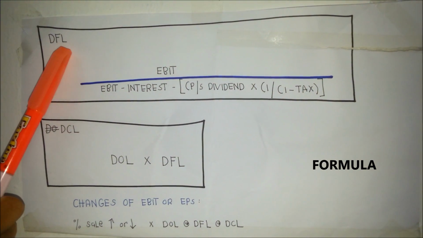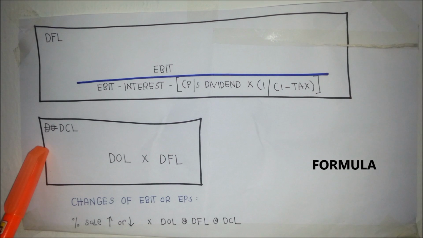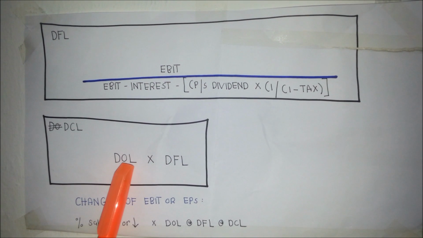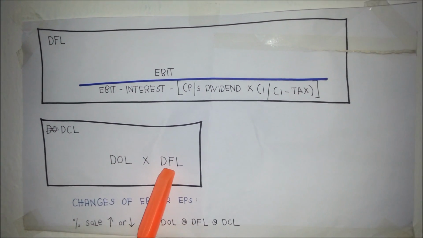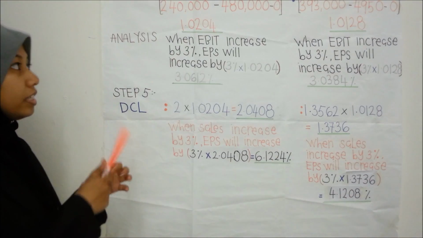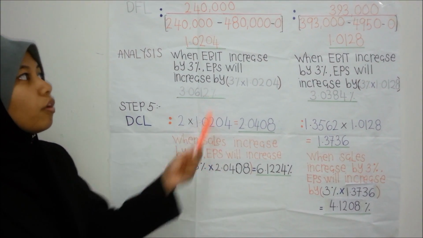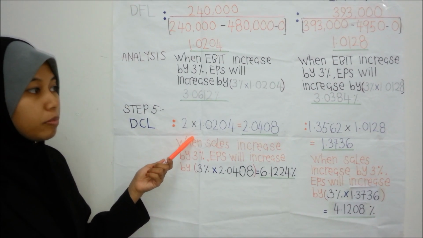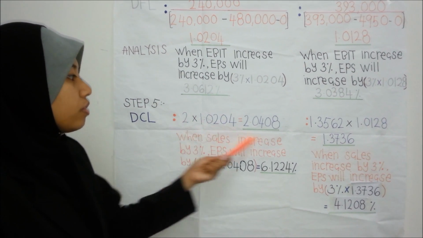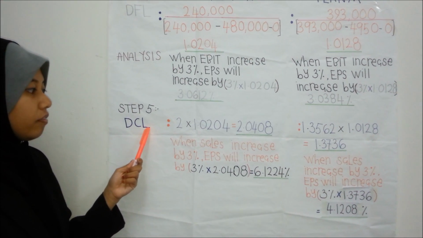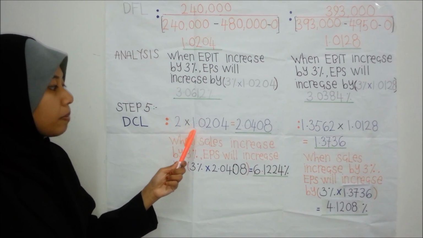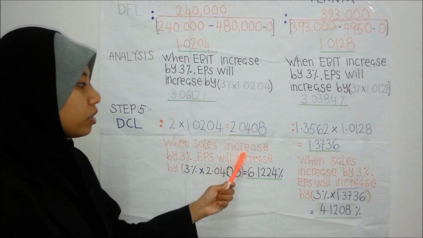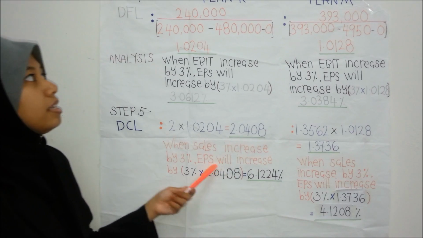Then after we find degree of financial leverage, for step 5, we have to calculate the degree of combined leverage, where the formula is degree of operating leverage times degree of financial leverage. You also have to calculate it for both plans. You use the formula to compute the degree of combined leverage, which for plan R is 2 times 1.0204, and you will get the total 2.0408. That is DCL for plan R.